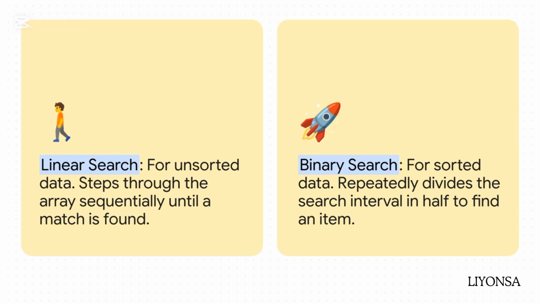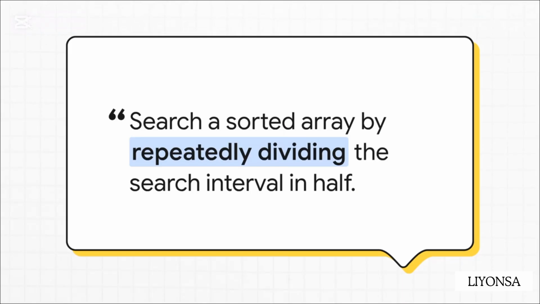That's like opening a dictionary right to the middle, checking if your word comes before or after that page, and instantly throwing away half the book. It's brilliant. And that's the core idea right there. Every single time you make a guess, you slice the remaining search area in half. It's this incredible process of elimination that gets you to the answer at unbelievable speed.